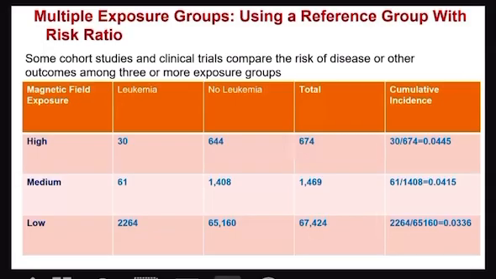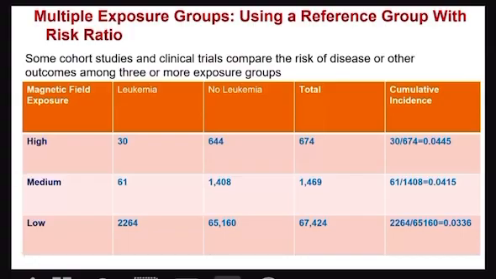Now, you can see what I have. There are 674 who have been exposed to high magnetic field, 1,469 for medium, and 67,424 for low. And if you take a look at that, you can see how many have leukemia and how many do not have leukemia.